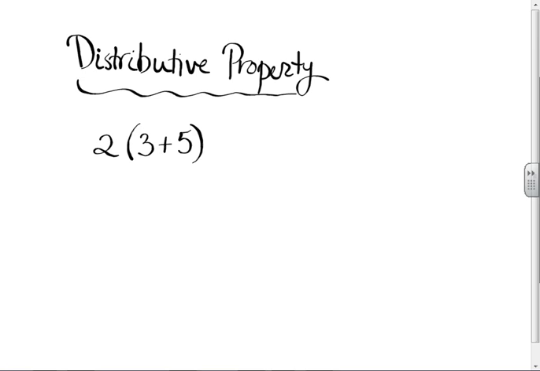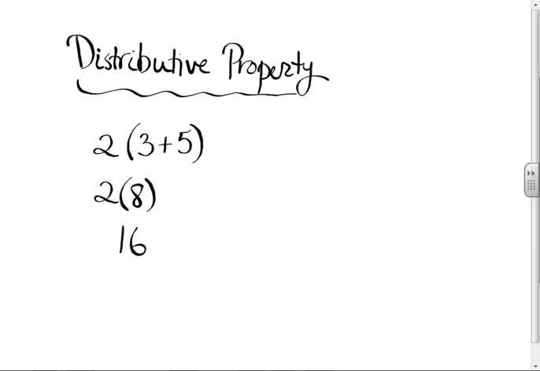I'll find the slide. Okay. 2 times 3 plus 5. There's 2 ways to do this problem. Order of operations says we have to do what first? 3 plus 5. What's 3 plus 5? 8. What's 2 times 8? 16. This is a blank sheet. I'm just doing it with numbers. Okay? Does everybody believe that that's true?